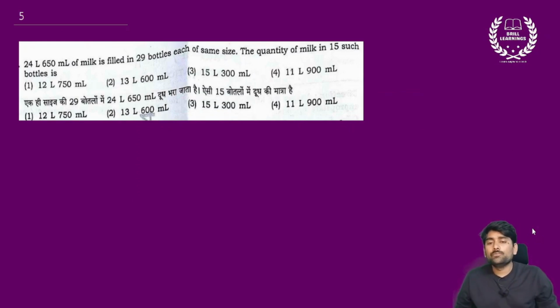Okay, so that here we will get each bottle's capacity. So how can I do that? First convert this 24 liters 650 ml into total ml. 24,650 ml. This should be distributed for 29 bottles.